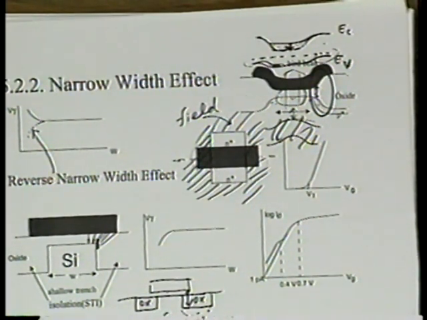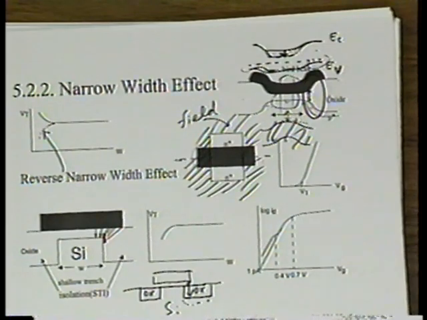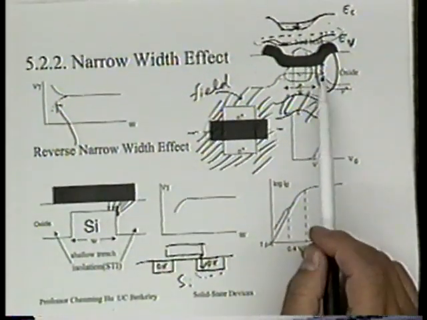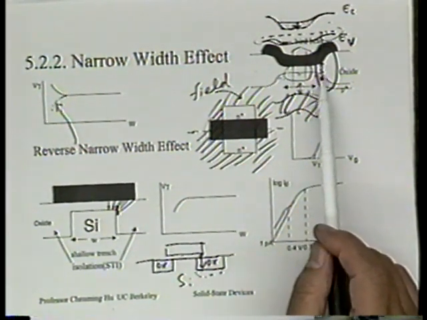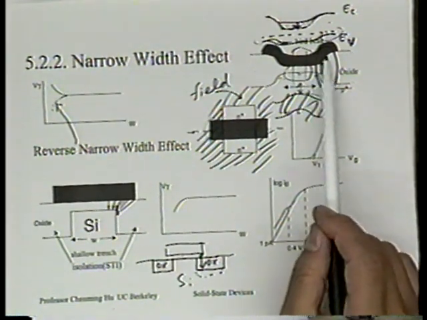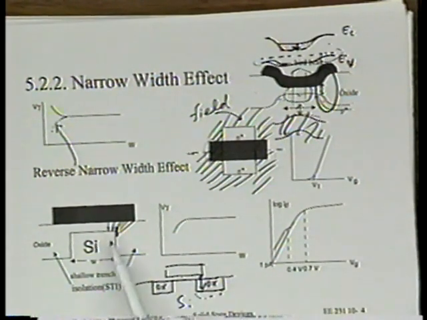Now, in this technology, it's often observed that VT decreases as W decreases. And the hint for the thinking is, again, that VT must be lower near the corner compared to the center region. In other words, the opposite situation as in the LOCOS case. In the LOCOS case, we explain the narrow width effect by saying the threshold voltage is higher near the corner, near the edge of the transistor. So here you have to give an explanation why the VT is lower near the corner. Now, why is it lower?